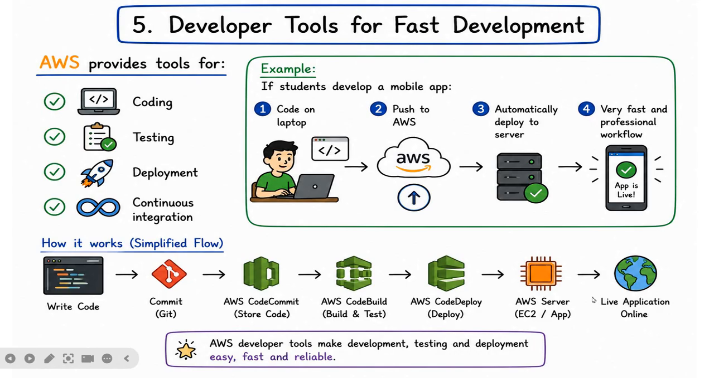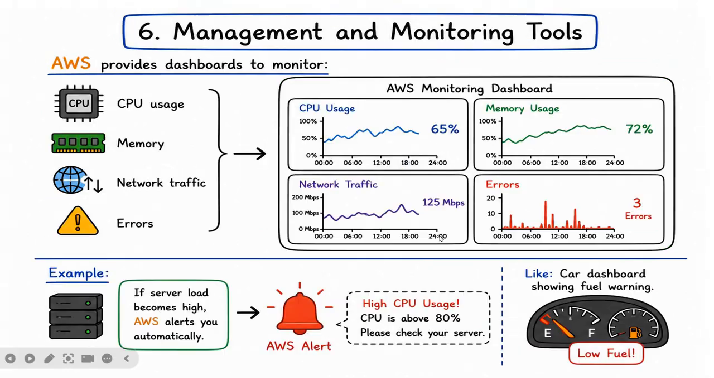Okay, and this is the simplified workflow where I have explained this. So this is a simplified workflow of how it works. First is writing the code, then committing, then you have AWS CodeCommit, where it will store the code. Then you have AWS CodeBuild, where it will build and test the code, and AWS CodeDeploy. You have the AWS server, and last is the live application online.